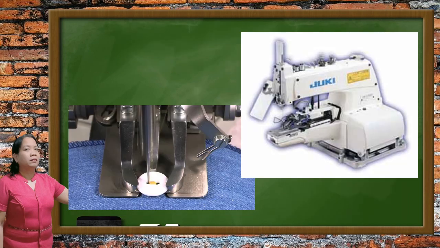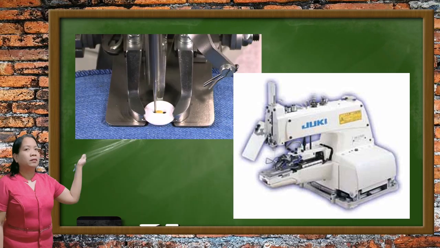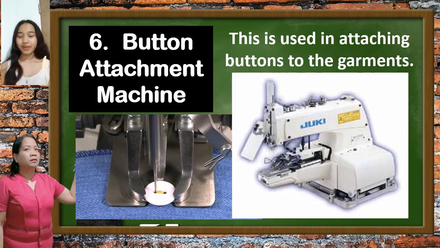Our next machine are what we have in the pictures. Are you familiar with them? If not, two of your classmates will tell us about these machines. James, what do you call this machine and where is it used? Button attachment machine. This is used in attaching buttons to the garments. How about you, Shella? Button attachment machine. This is used in attaching buttons to the garments.